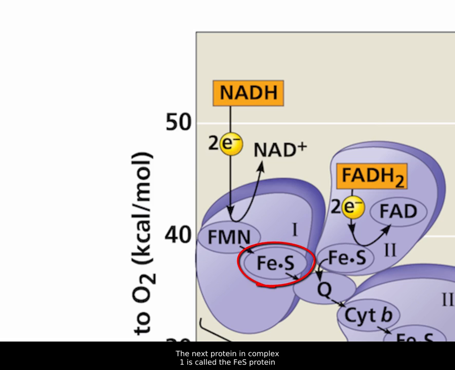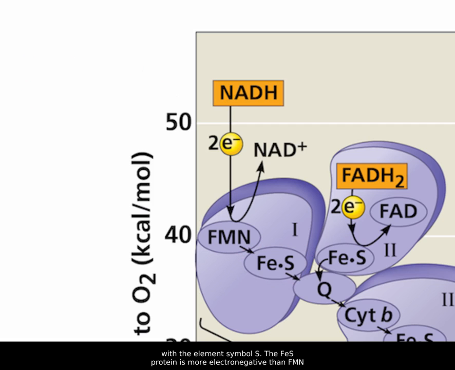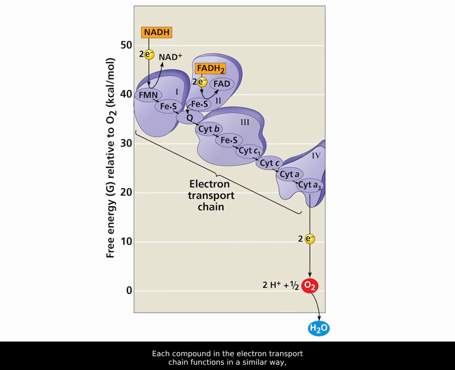The next protein in complex 1 is called the FES protein because its prosthetic group contains iron with the element symbol Fe and sulfur with the element symbol S. The FES protein is more electronegative than FMN, so it takes the electrons from FMN in the next redox reaction. Each compound in the electron transport chain functions in a similar way, first accepting electrons and then passing electrons along to the next compound in the chain that is more electronegative.